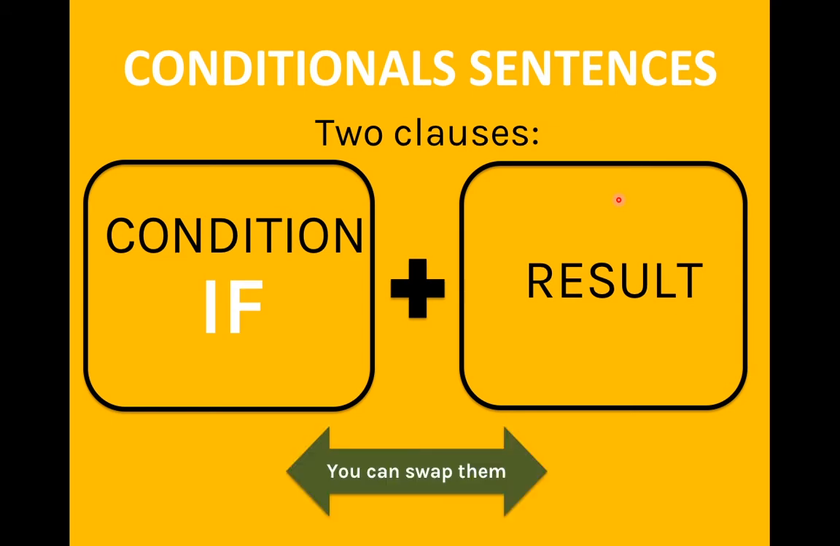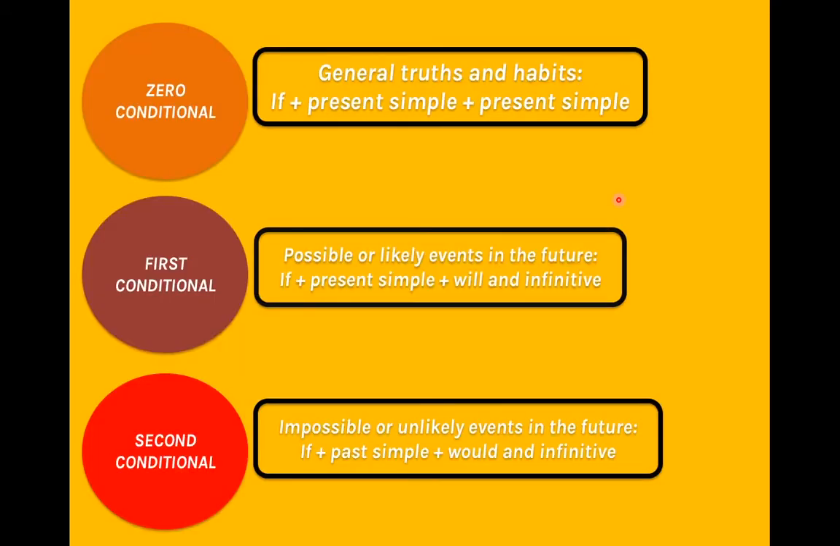And in the case of conditional sentences, you can swap them. You can change the position of the condition and the result. Sometimes you can have the result at the beginning and the condition at the end, or you can have the condition at the beginning and the result at the end. Good. Let me show you what are the different types of conditional sentences.